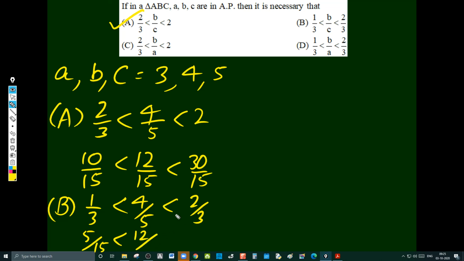What he's saying is just observe it. 2 by 3 less than B by C. Here B by C less than 2 by 3. So this is ruled out. Good. Coming to this, same option repeated. B by A is correct. So this is ruled out. Now coming to C. So C is correct, D wrong.